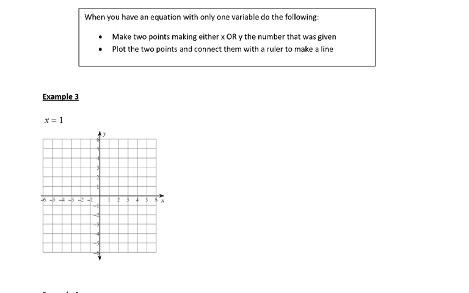Okay, these are two special examples. So when you have an equation with only one variable, you do the following two things. You make 2 points, making either x or y the number that was given to you, and then you plot your 2 points and connect them with the ruler. Here, I was given that x equals 1. Okay, so point number 1 would be 1, comma. Point number 2 would be 1, comma.